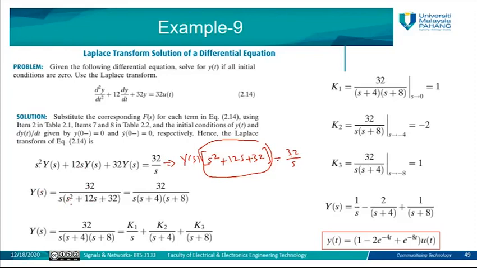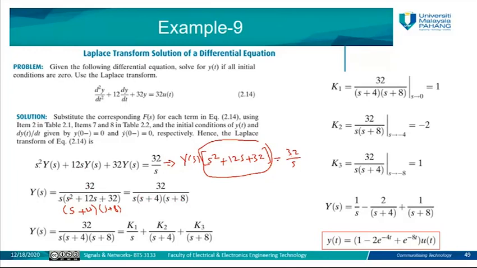I solve these two roots, or I write the polynomial for these two roots. So s squared becomes s plus 4 times s plus 8. If you expand, it gives you s squared plus 12s plus 32, and I still have one s here. So now I have this function, Y(s), equal to 32 over s times (s plus 4) times (s plus 8).